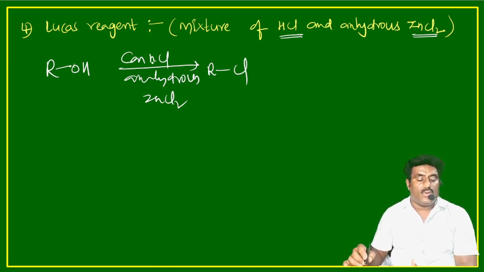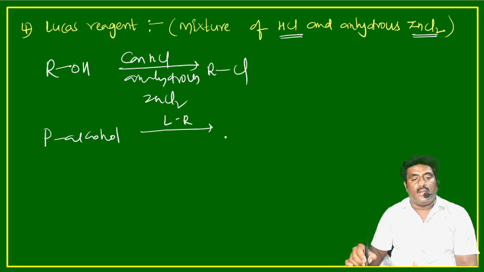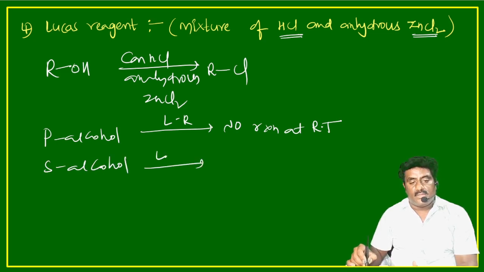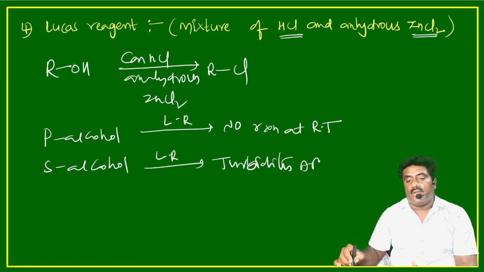It gives alkyl chloride. See, a primary alcohol in the presence of Lucas reagent shows no reaction at room temperature. A secondary alcohol in the presence of Lucas reagent gives white turbidity after 5 to 10 minutes. See, turbidity is formed after 5 to 10 minutes.